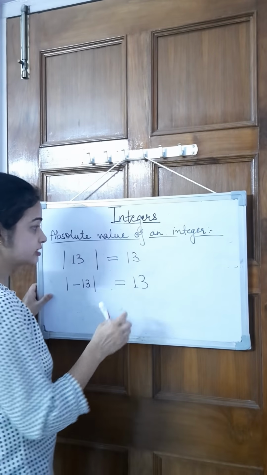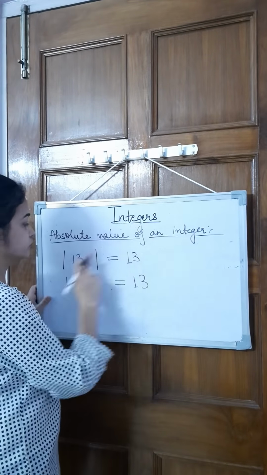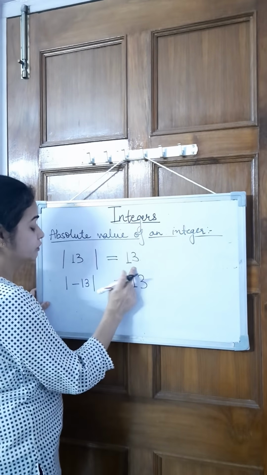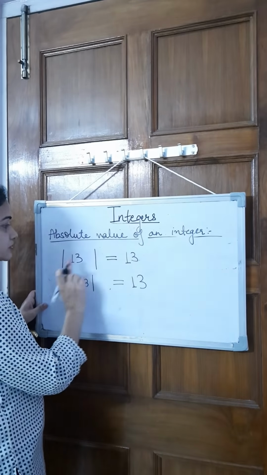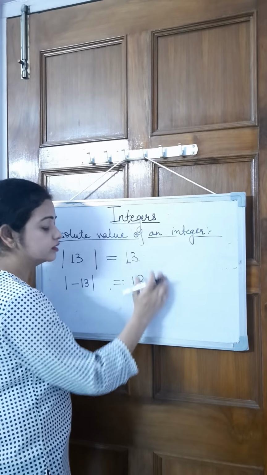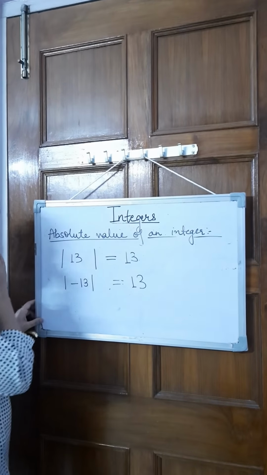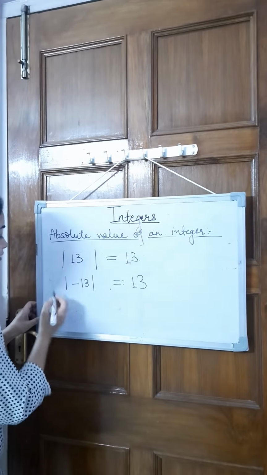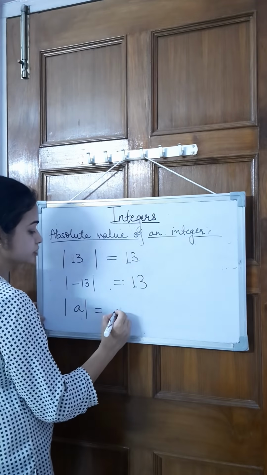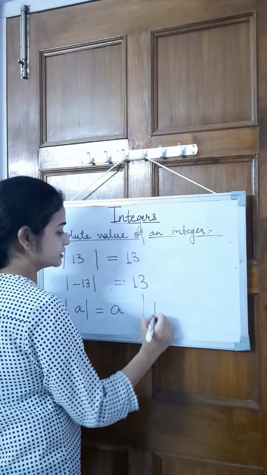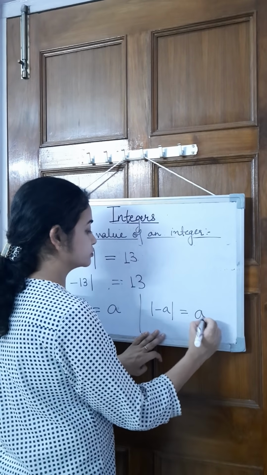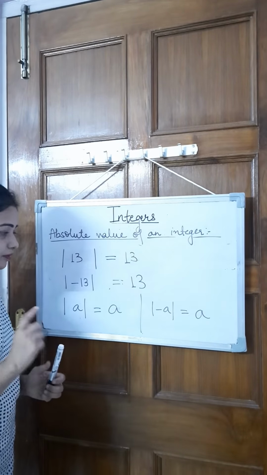As the definition says, the absolute value of an integer is its numerical value, regardless of the sign. So if it was positive, it will remain positive. If it was negative, it will become positive, since we have to take only the numerical value. In general, if I have an integer a, then its absolute value is a, or if I take a negative number, then also its absolute value is a, means the number.